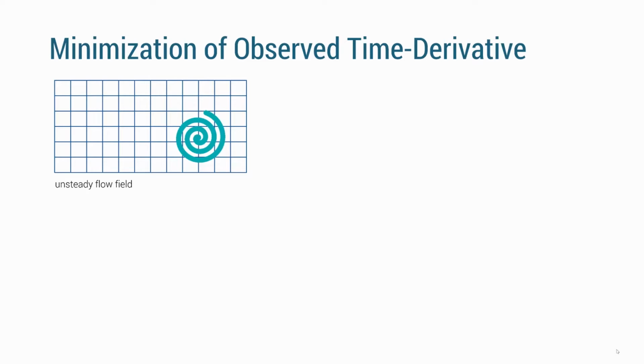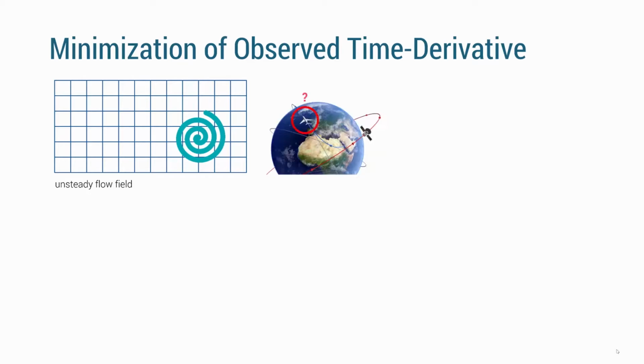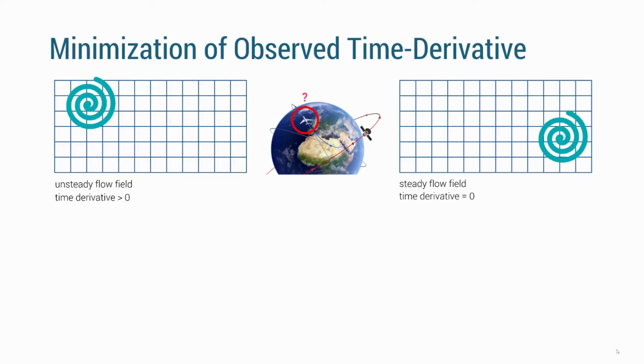For a feature-centric visualization, we are trying to find an observer that follows a feature in the flow field. Here we see an illustration of a dataset where a vortex moves across the spatial domain. Our goal is to find an observer that perceives the vortex to stay in place. This observed flow field is a steady flow field that does not change over time.